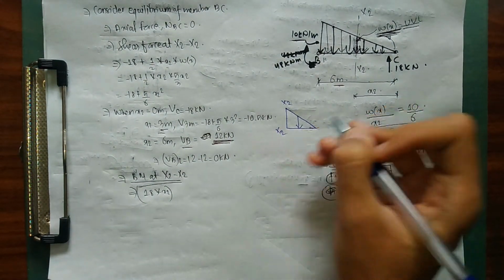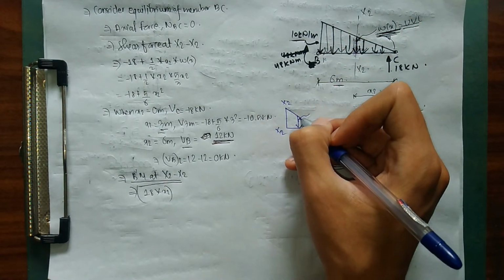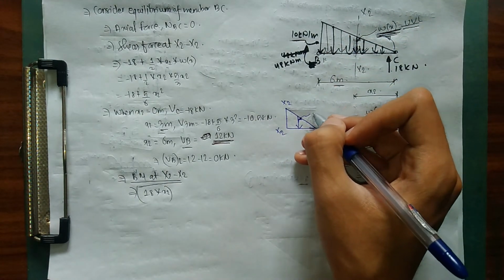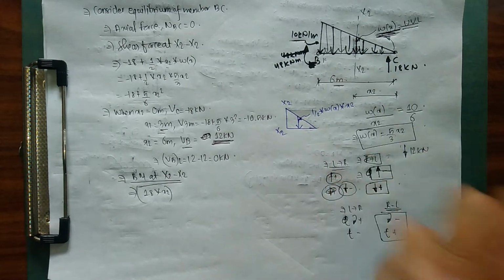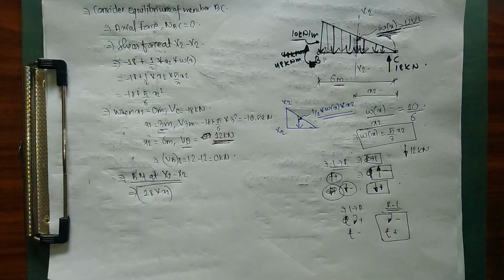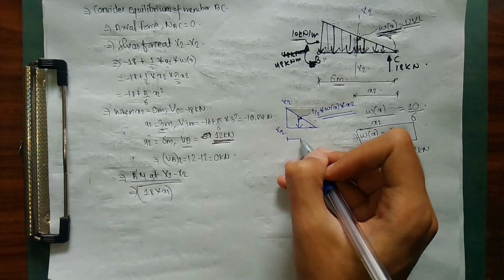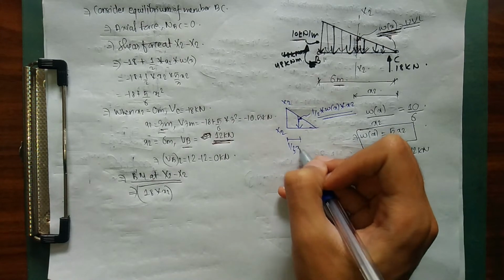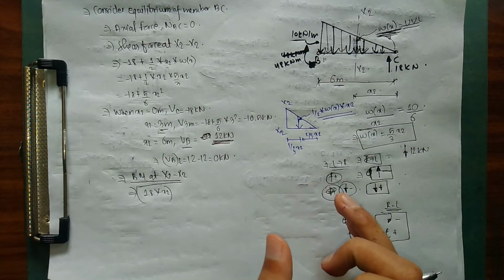I converted my UVL acting over this region into point load, and I'm going to get this value as 1 by 2 into wx into x2. As I explained why, because in order to convert my UVL into my point load, I'm going to use my formula of area of triangle, 1 by 2 into base into height. So you have understood this, and this will act at a distance of 1 by 3 x2 from its longer edge and 2 by 3 x2 from its shorter edge. I have already explained this before as well.